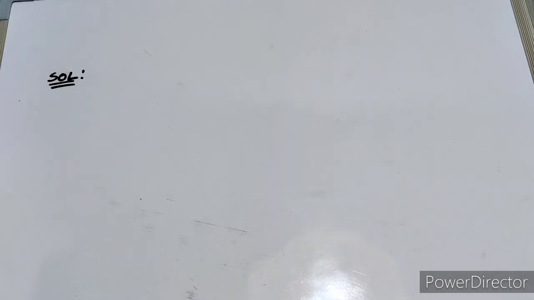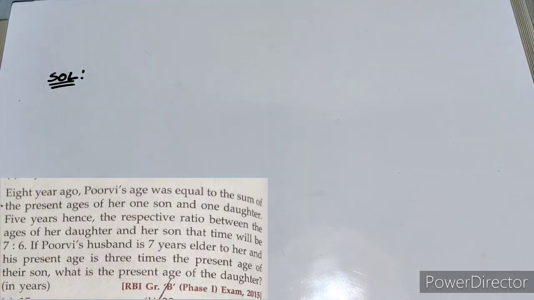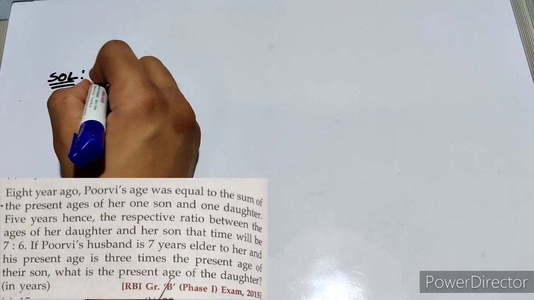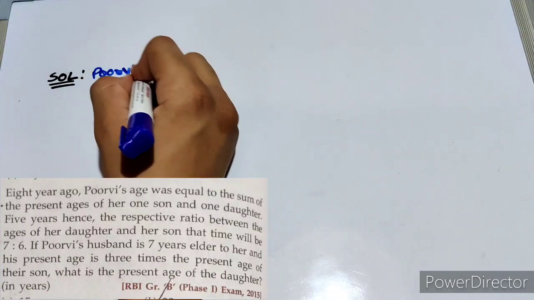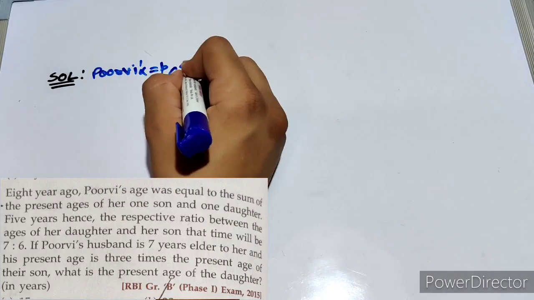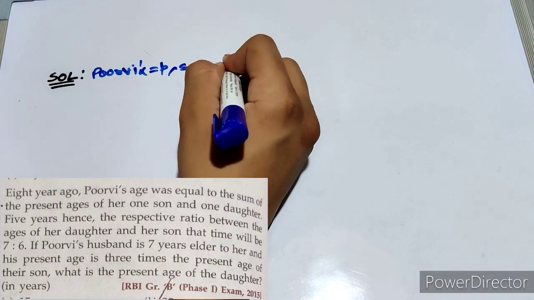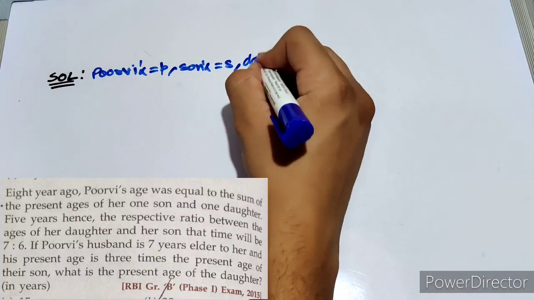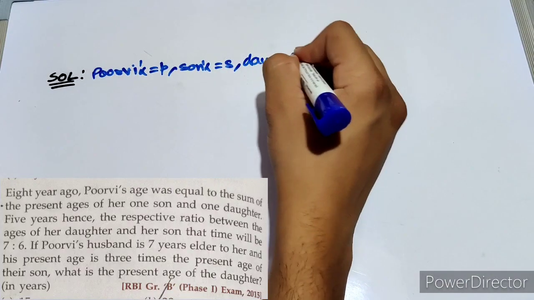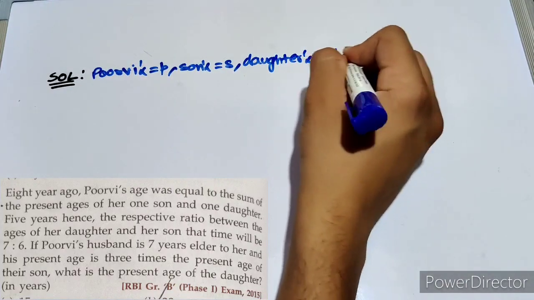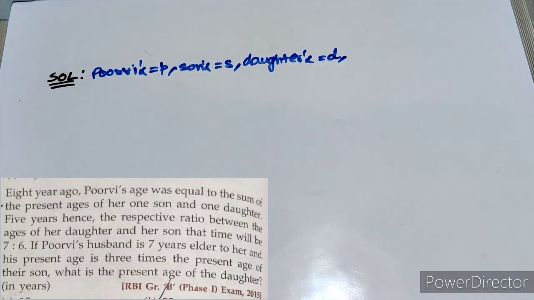This question is very long, so we will take it one line at a time. It is given that 8 years ago Purvi's age was equal to the sum of the present ages of her one son and one daughter. So let us first assume Purvi's age is equal to P, her son's age is equal to S, and daughter's age is equal to D.